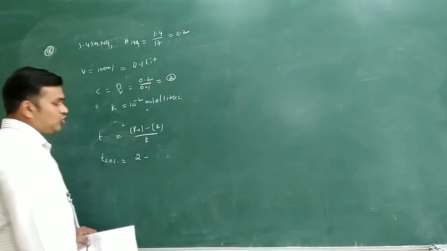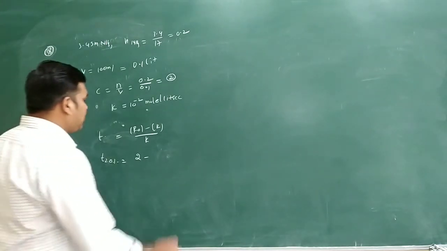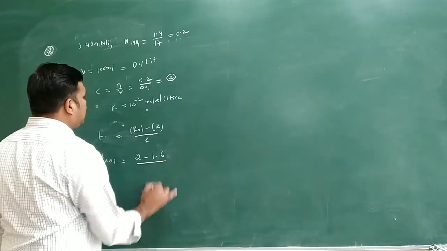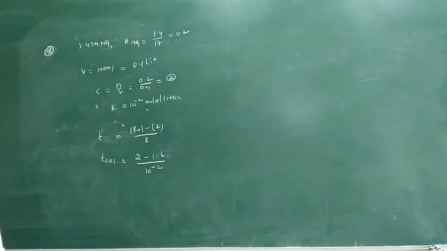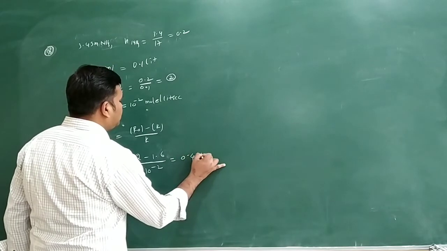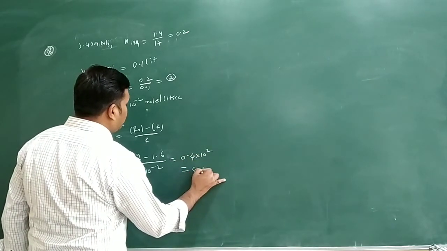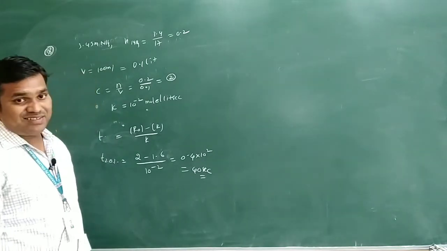So T20% is equal to what? The initial concentration we have is 2. The final concentration you will get is 1.6, divided by the K value, 10 power minus 2. Then you will get 0.4 into 10 square, that is 40 seconds. How did I get 1.6?